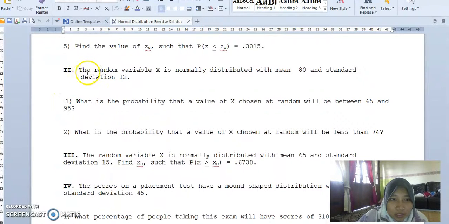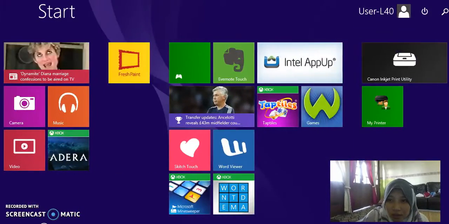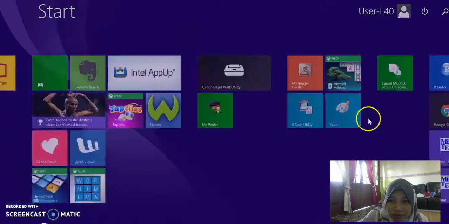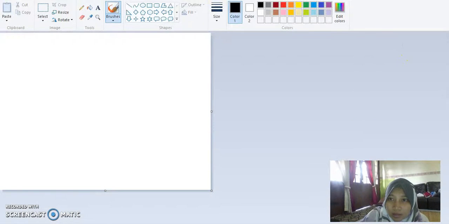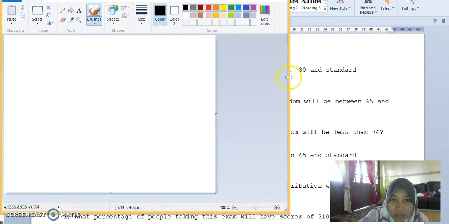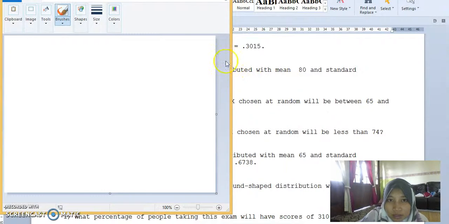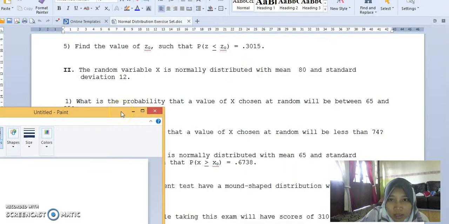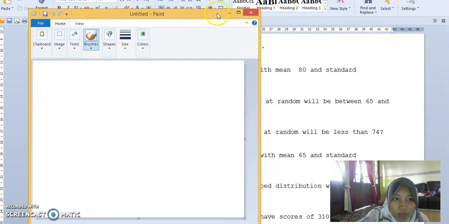Okay, if you look at the question, the random variable x is normally distributed with mean 80 and standard deviation 12. What is the probability that a value of x chosen at random will be between 65 and 95? Okay, let's open up our Paint. Alright, so if you look at the question, you are given the mean 80, standard deviation 12.